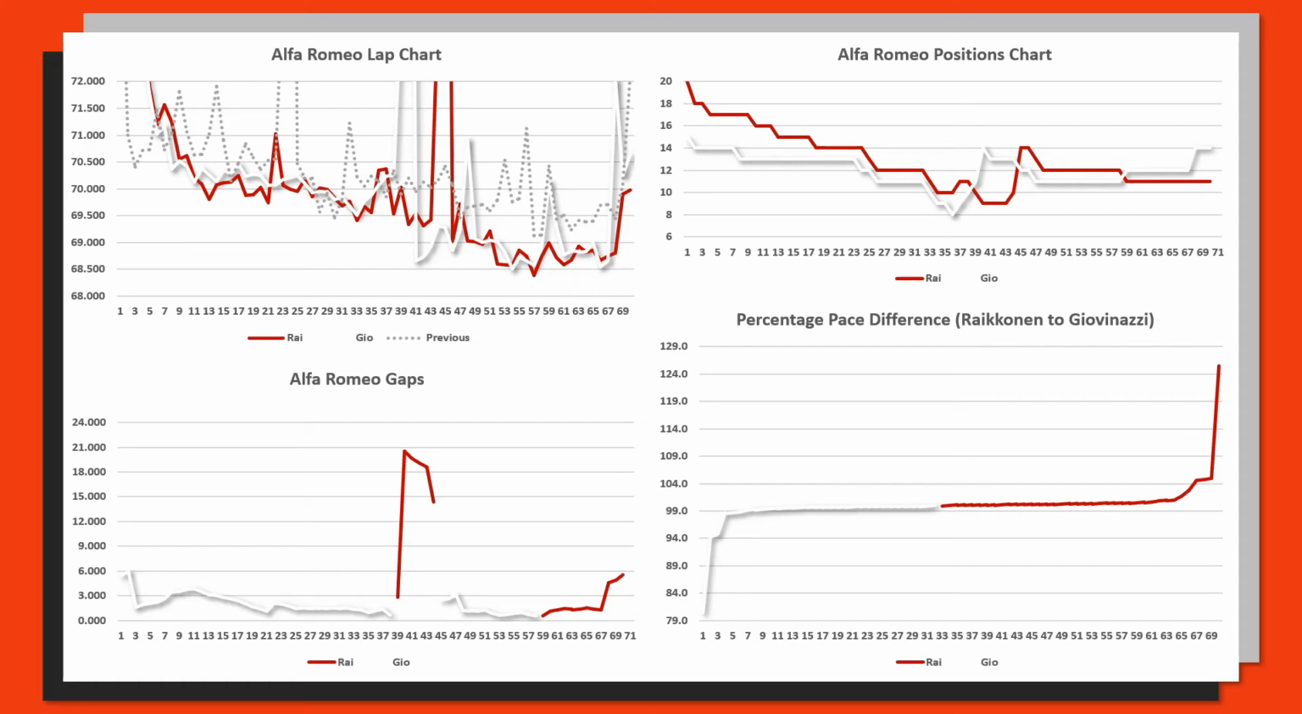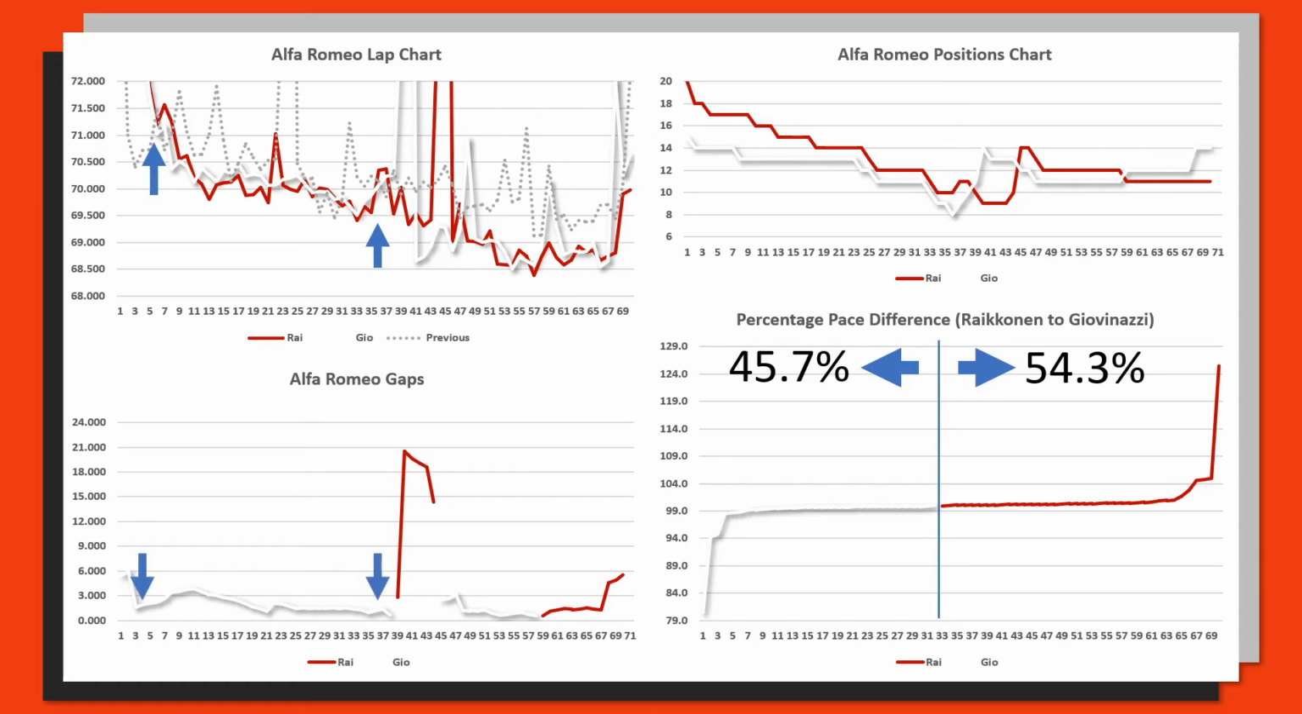But as always, we start with the percentage pace difference and we split this down the middle, and we see that 45.7% of the laps raced together were in favour of Giovinazzi, compared to 54.3% in favour of Raikkonen. And again, we can highlight the first section of racing between these two blue arrows where not a great deal happens, and that is again shown in the gaps chart by this nice horizontal line which pokes just above 3 seconds and comes down to about 1 second also. However, there is this sort of mistake that comes from Mr. Kimi Raikkonen.